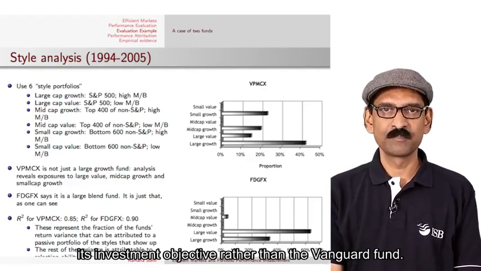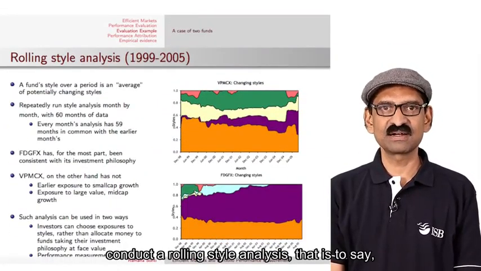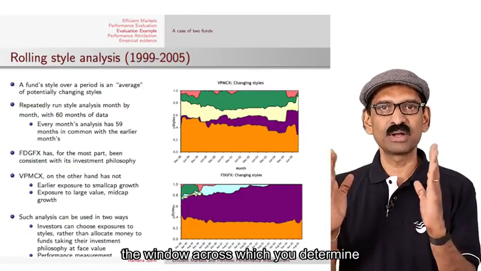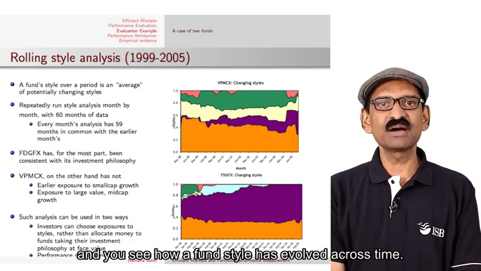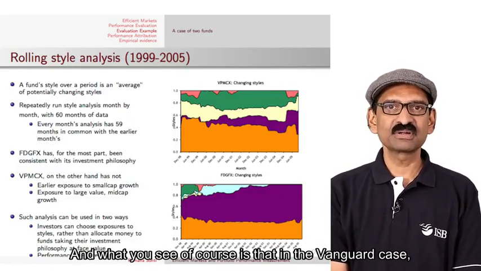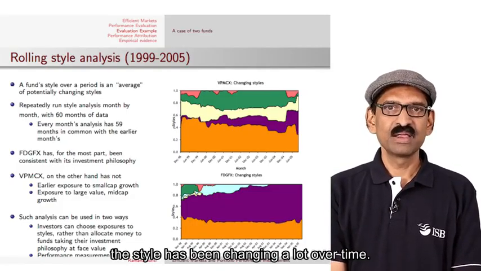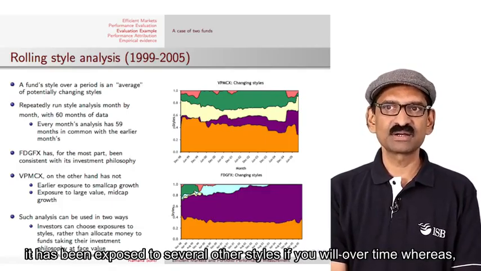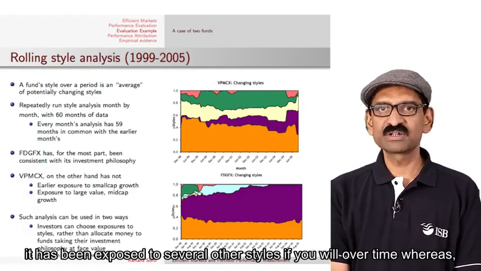The other thing we could do is to actually conduct a rolling style analysis. That is to say, we take X number of months of returns and roll the window across which you determine the style of the fund up to the very end of the data. And you see how a fund style has evolved across time. And what you see, of course, is that in the Vanguard case, the style has been changing a lot over time. More importantly, it has never really been an exposure only to large growth. It has been exposed to several other styles, if you will, over time.